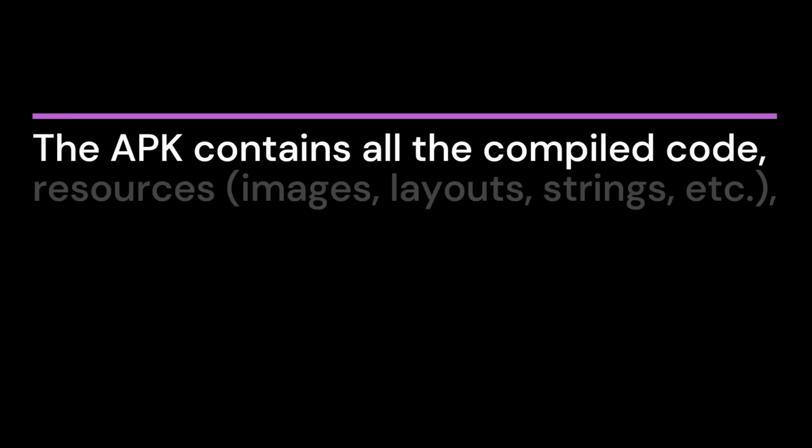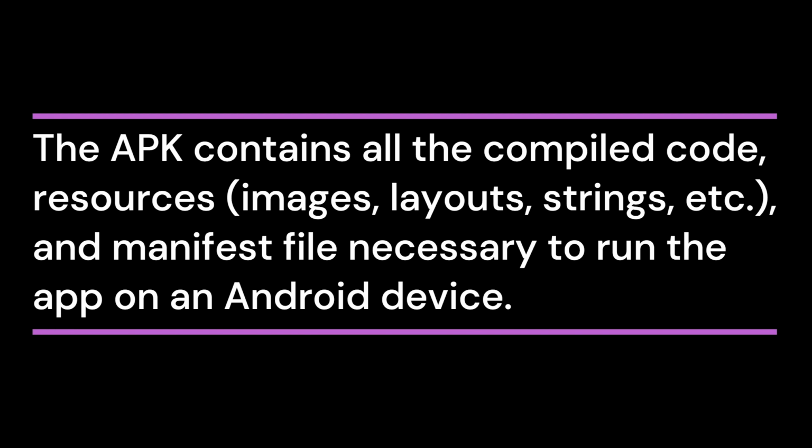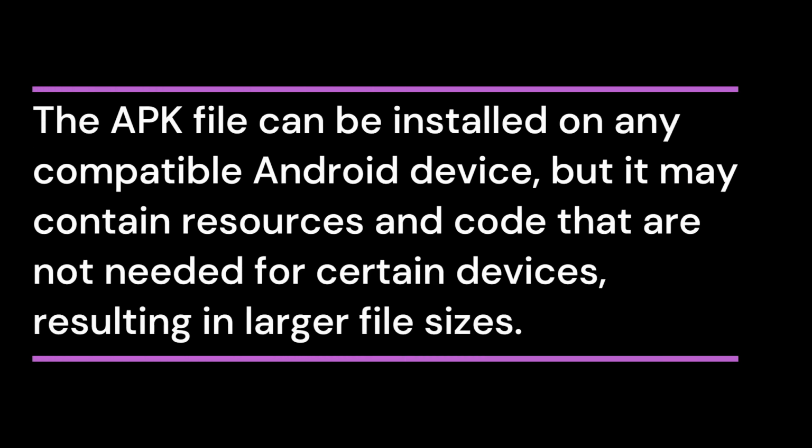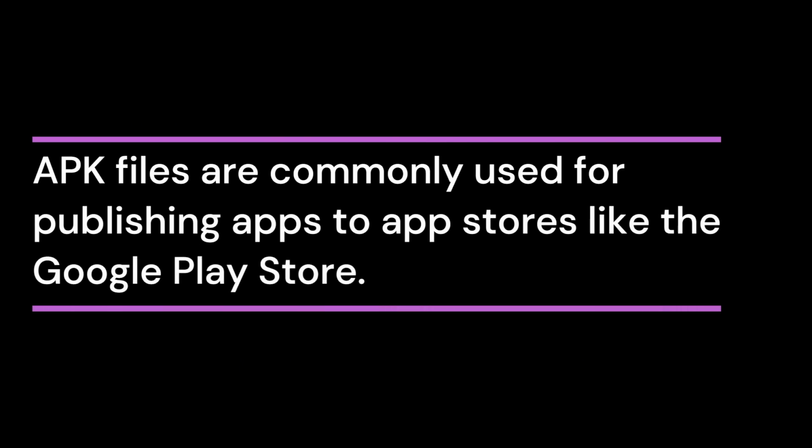The APK contains all the compiled code, resources, images, layouts, strings, etc., and manifest file necessary to run the app on an Android device. When you build an APK, you generate a single file that contains all the necessary components of the app. The APK file can be installed on any compatible Android device, but it may contain resources and code that are not needed for certain devices, resulting in larger file sizes. APK files are commonly used for publishing apps to app stores like the Google Play Store.